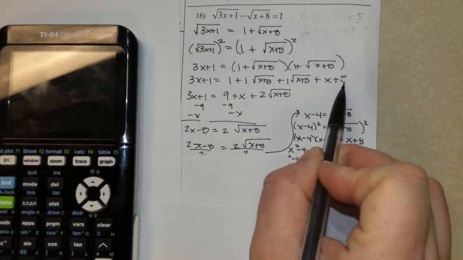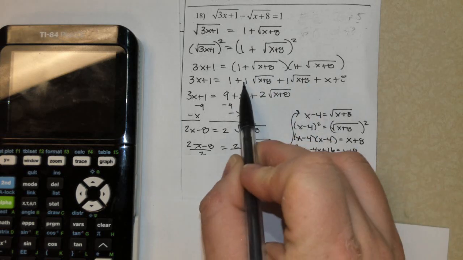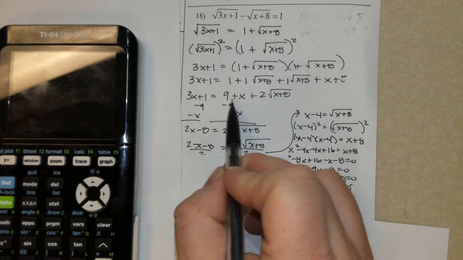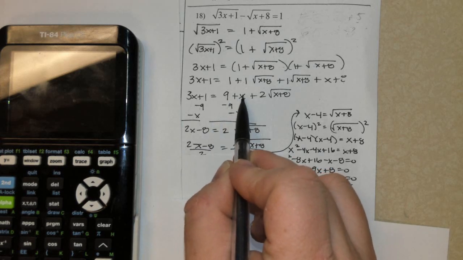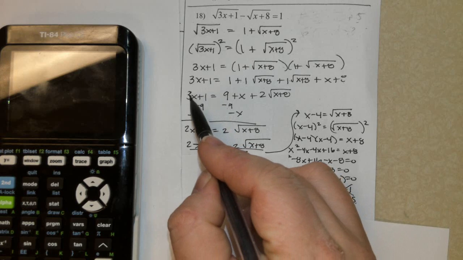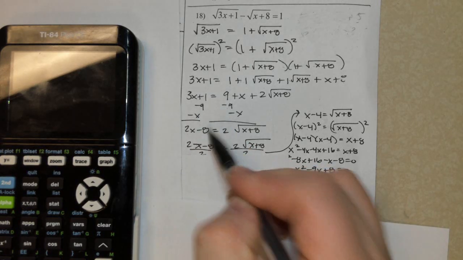Combining like terms, 1 plus 8 is 9. I have 1x, and I have 2 of these groups. I have positive 2 of these groups. Now I'm going to move the 9 over, opposite operation is subtracting, and I'm going to move the x over, opposite operation is subtracting as well. 3x minus 1x is 2x, and 1 minus 9 is negative 8.